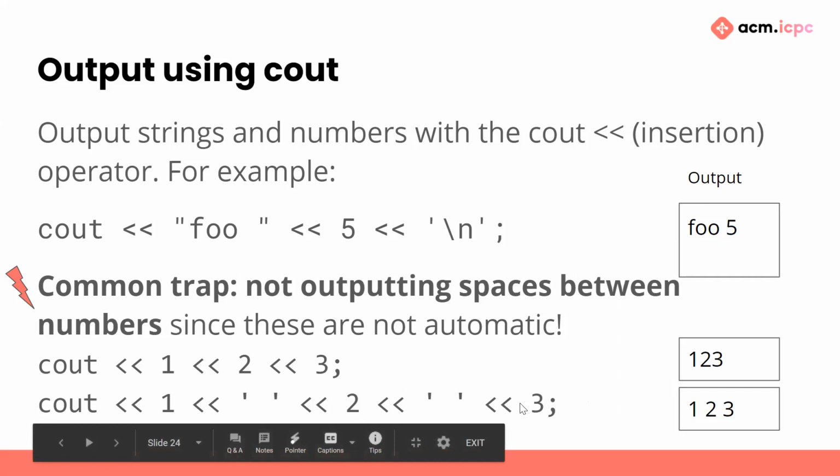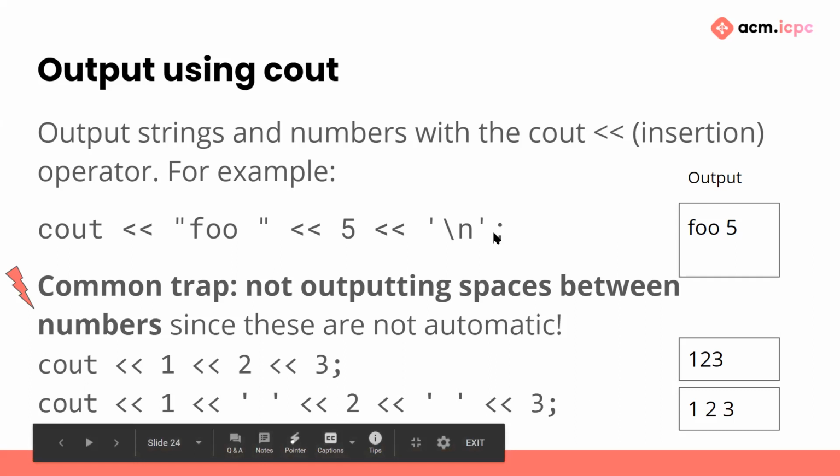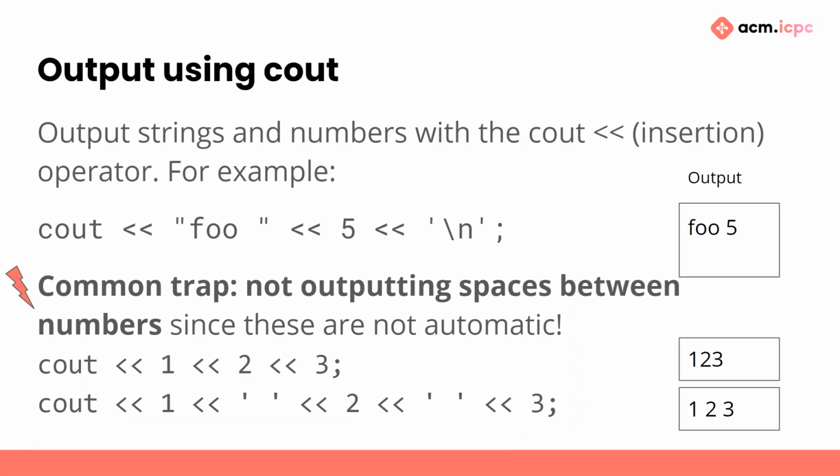This is a bug that I've run into. And not outputting enough new lines, everything ends up bashed on one line, and the checker program doesn't know what to do with it. So those are the important things to remember with cout.